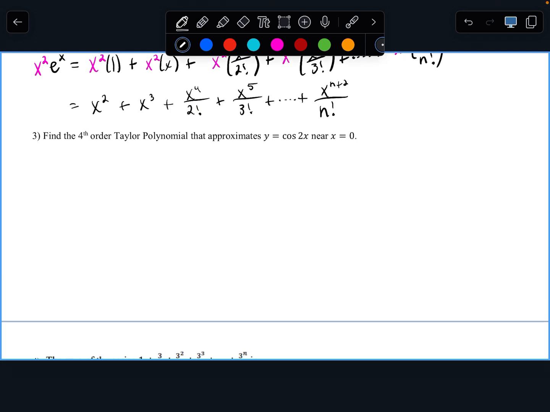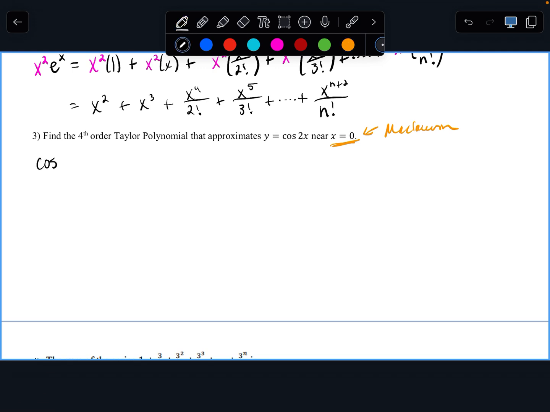Okay, this guy, find the 4th order Taylor polynomial that approximates y equals cosine 2x near x equals 0. That's code for Maclaurin. Okay, so that one, it's easier because I don't have to do all the derivatives. I don't have to create it because cosine I already know what it is.